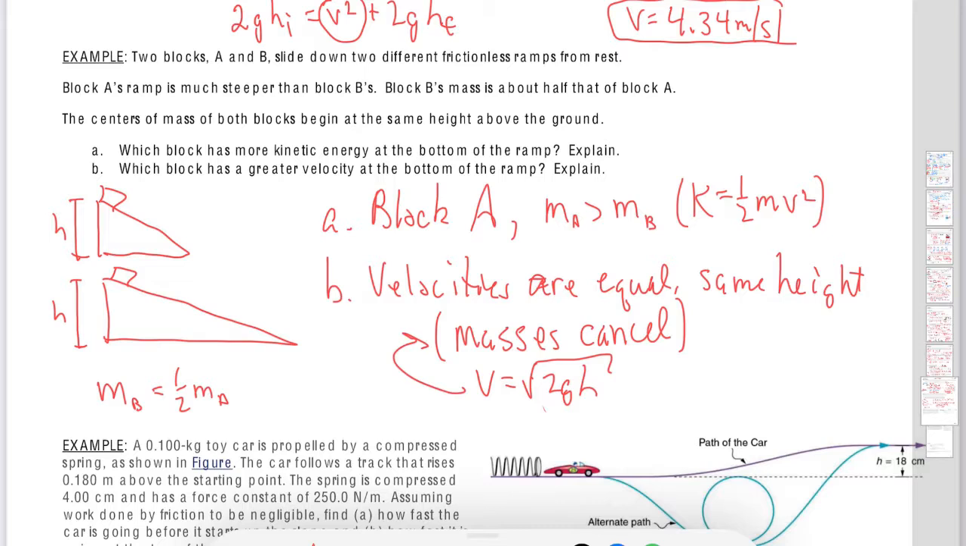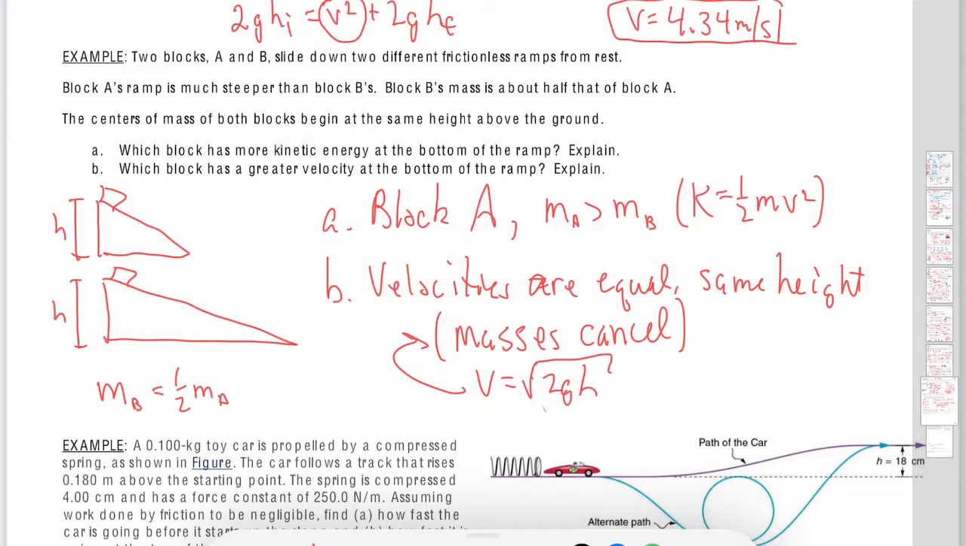Okay, they like to do this for multiple choice questions. The question would be which block has more kinetic energy, and the choices would be like A, block A; B, block B; C, same kinetic energies; D, can't determine, or something like that, right? And so you would just choose block A. You don't have to really prove it.